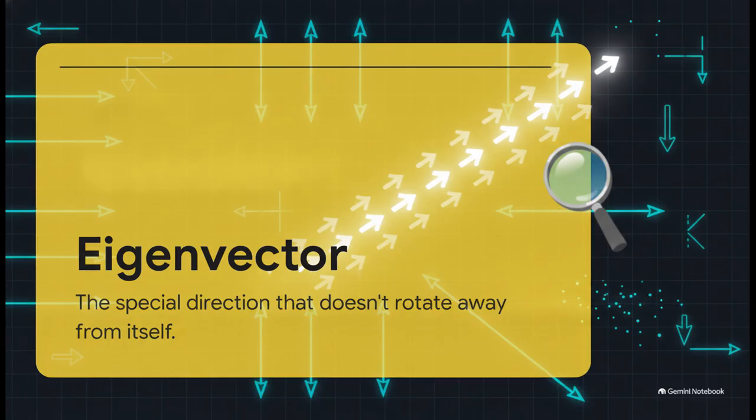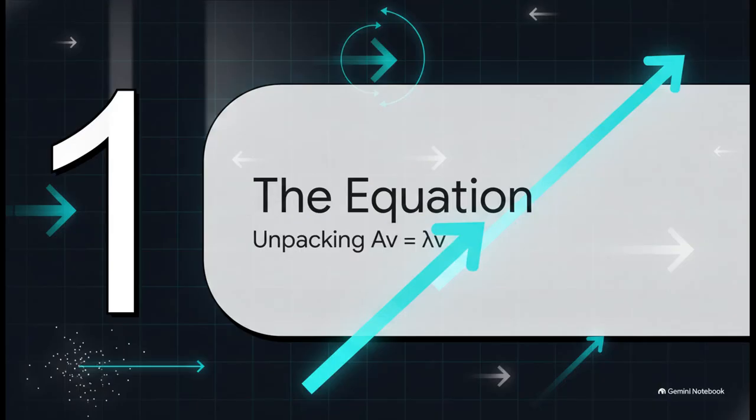That special direction, the one that refuses to rotate, is called an eigenvector. And the number that describes exactly how much it stretched or shrank along that line, that's its eigenvalue. I'd argue these two concepts are the most important ideas in our entire linear algebra series, mostly because they give us a completely new way to see what a matrix is actually doing under the hood. So, moving into section 1, the equation, unpacking AV equals lambda V. Let's see how all this builds into a single elegant equation.